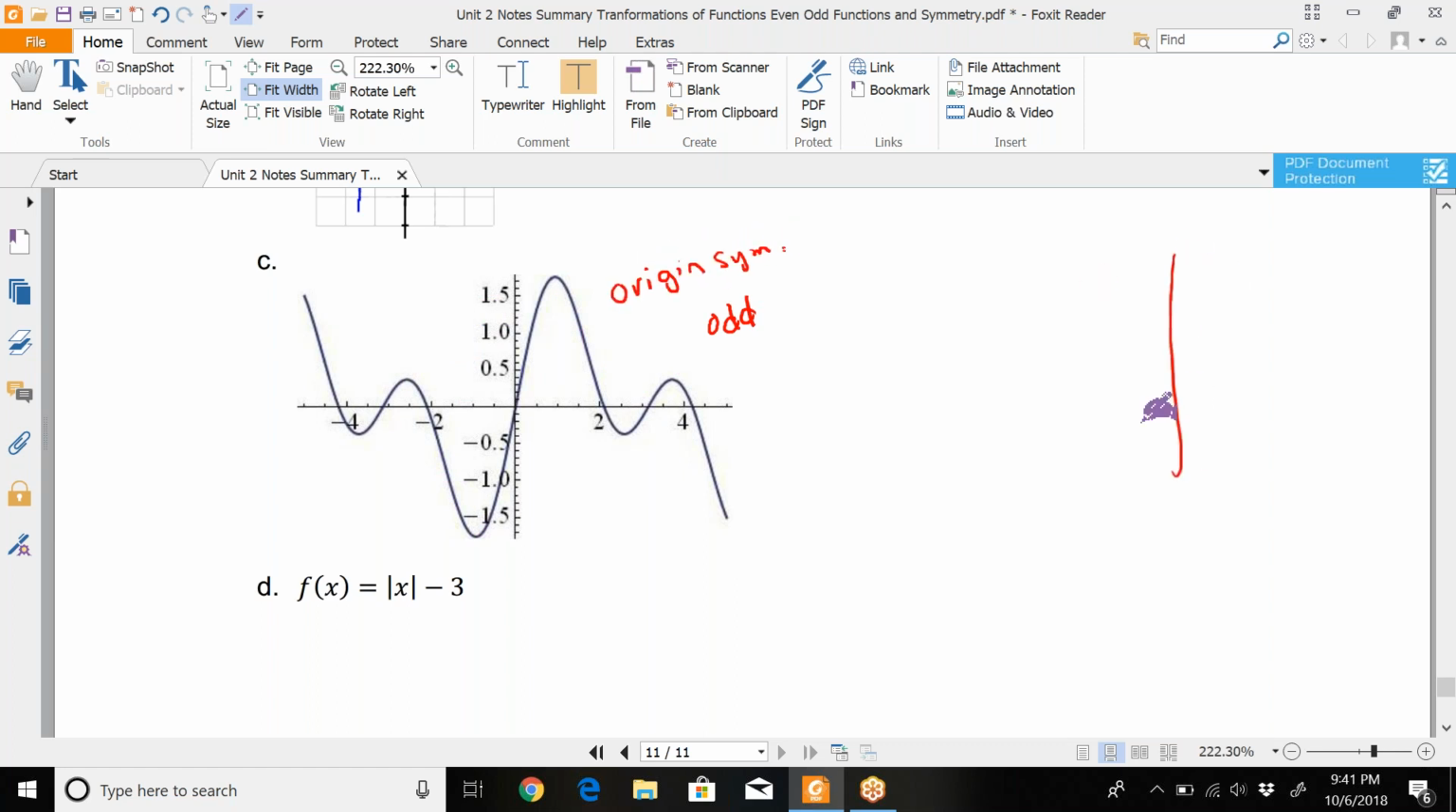Now, if I did give you a picture like this that has x-axis symmetry, but in terms of functions, it's not even a function. So it can't be even or odd, but it does have a symmetry.